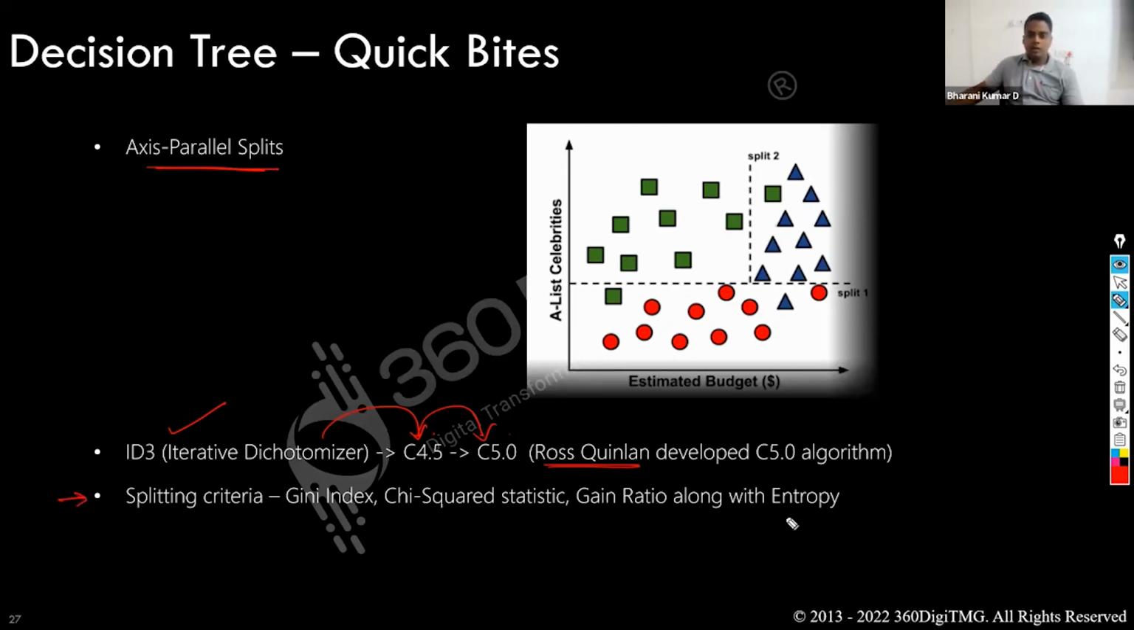And to split, we have used entropy, right? As a thumb rule. Alongside entropy, we also have Gini index. We also have chi-square statistic, and we also have gain ratio. These are the other splitting criteria which are available alongside entropy. It's not just entropy, you also have Gini index, chi-square statistic, and gain ratio.